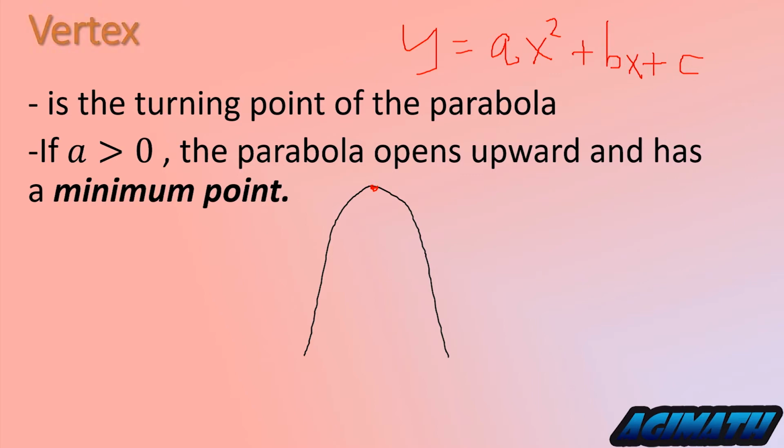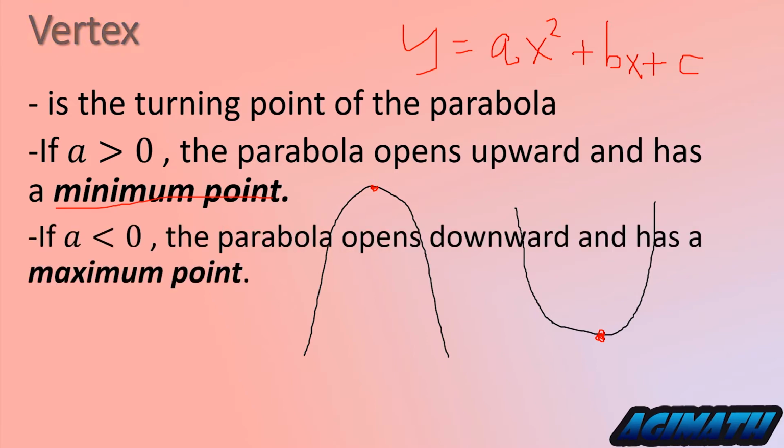If a is greater than 0, meaning if a is positive, then the parabola opens upward and has a minimum point. Let me draw a parabola that is opening upward. Okay, that's it. And then we have the vertex at this point. Just imagine my drawing is beautiful. Hopefully the imagination will work. So if a is greater than 0 and the parabola is opening upward, it has a minimum point. As you can see, when the parabola opens upward, the vertex is at the lowest point. That's why it's called the minimum point.